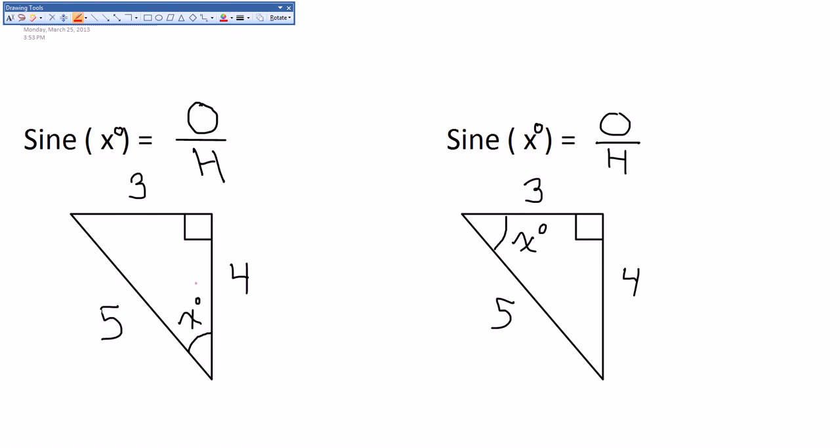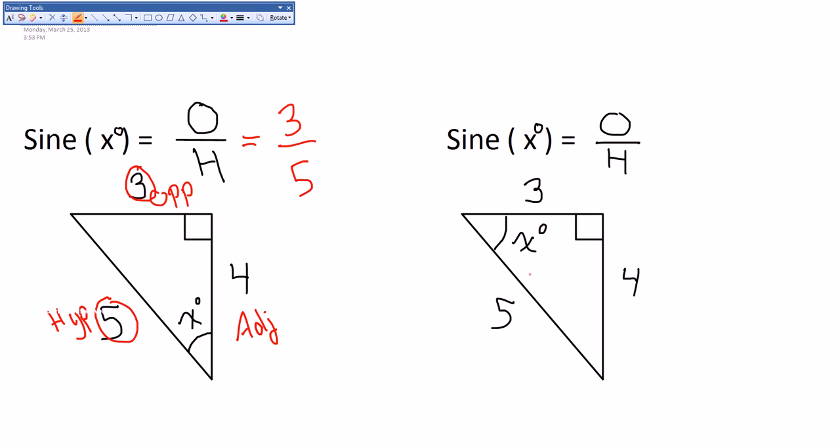In this case, we want to name all of our sides with respect to x. I've got my hypotenuse, which is going to stay fixed. Here is my opposite side, and here is my adjacent side. So I'm looking for the opposite length divided by the hypotenuse. Here's my opposite, and here's my hypotenuse. So I get the fraction 3 over 5.